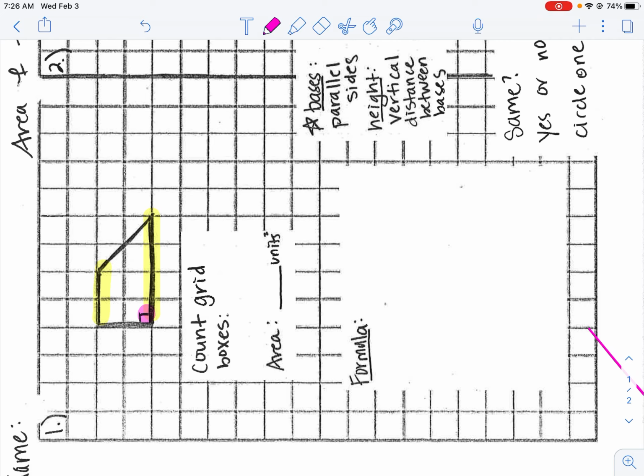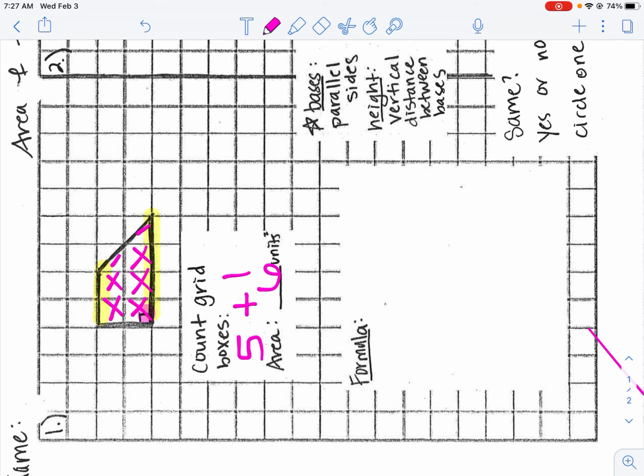All right, so we're going to go to method number 1 that we worked on last week, where we count the squares to find the area of a polygon. So we've got 1 whole, 2 whole, 3 whole, 4 whole, 5 whole squares, and then we have 5.5 and 6. So we've got 5 whole squares plus 2 halves makes a whole. So this trapezoid is equal to 6 units squared.